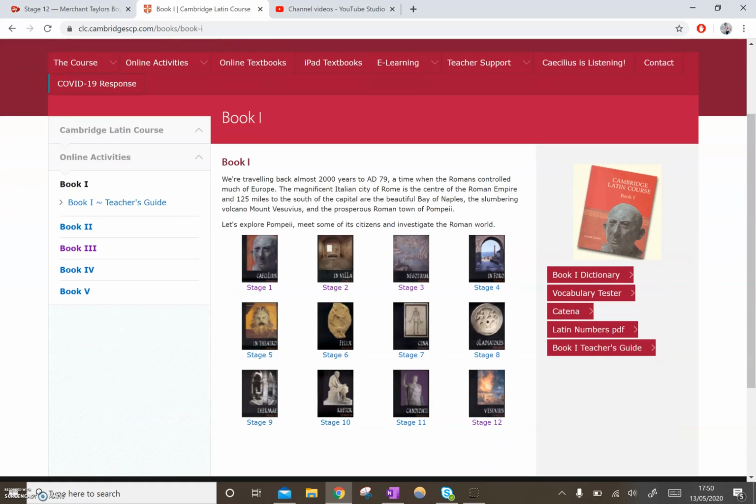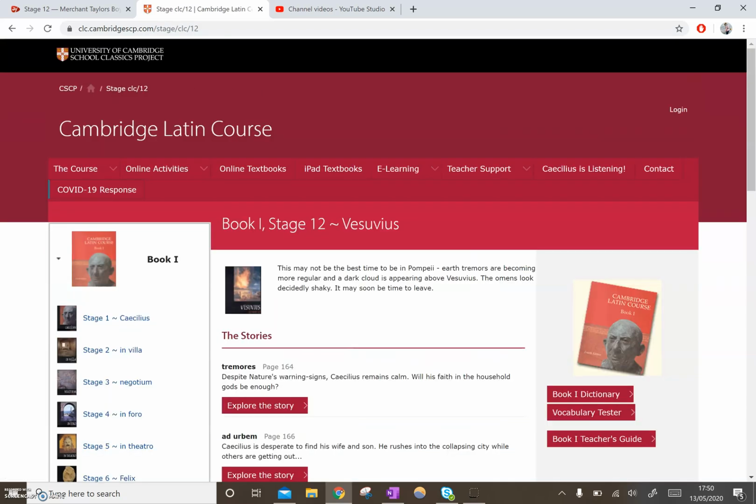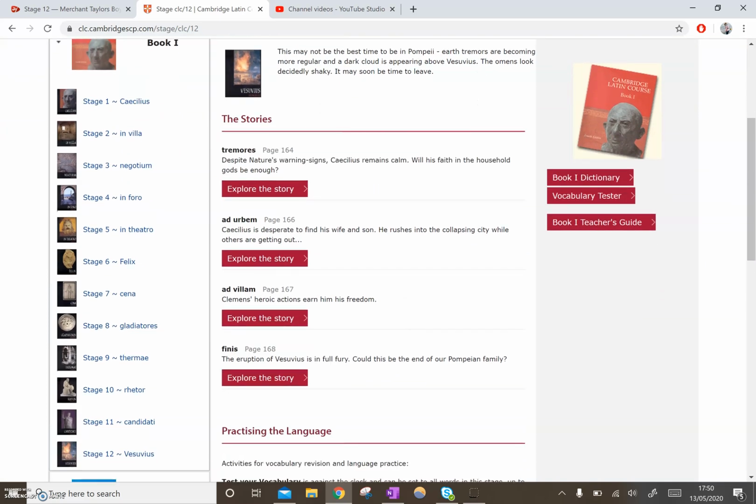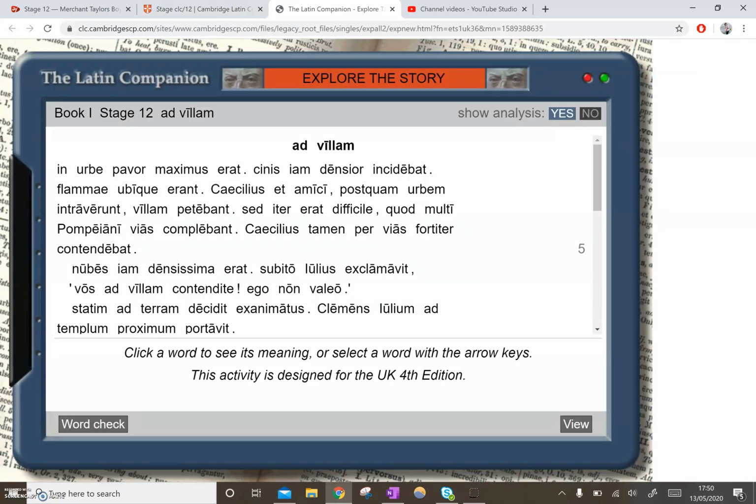Go down to stage 12, because that's where we're at. And then the story that we're looking at, we've done tremores, we've done ad urbem, we're now looking at ad villam. So click on explore the story. So ad villam means to the house. I'm going to translate a little bit of this for you right now. So all you have to do is listen and make sure you understand what's going on. And then the rest of the story is yours to translate using this study tool, which makes things really, really easy. And I'll show you why.